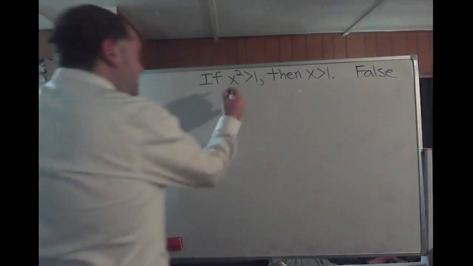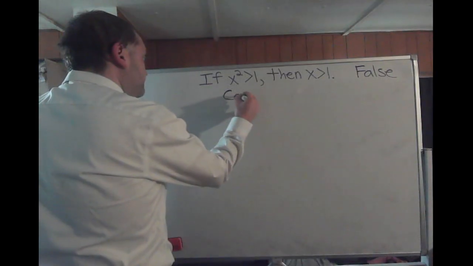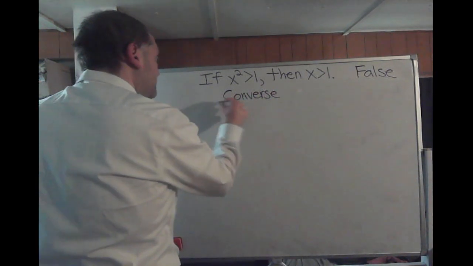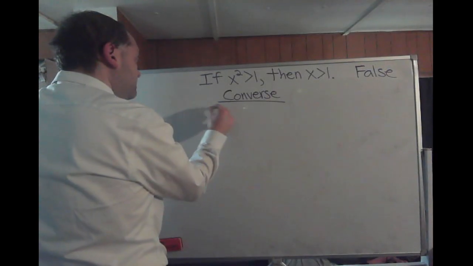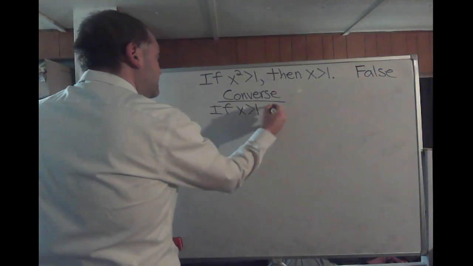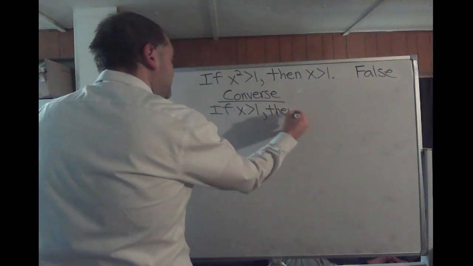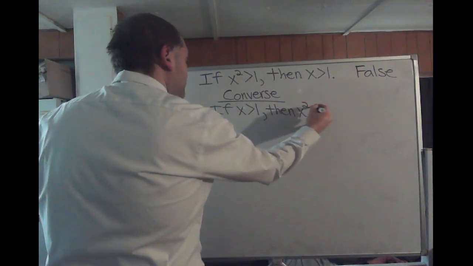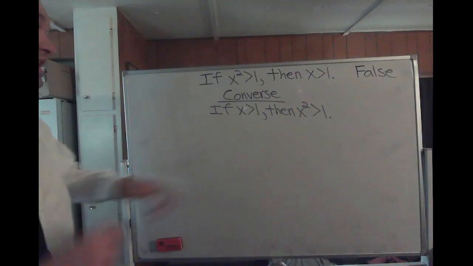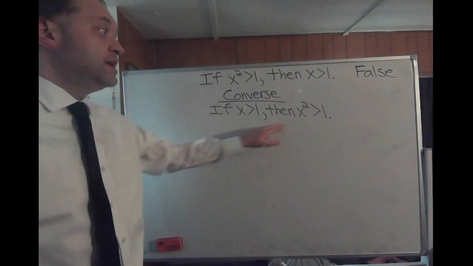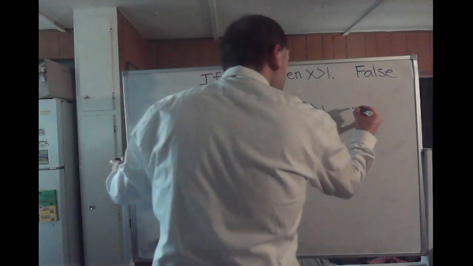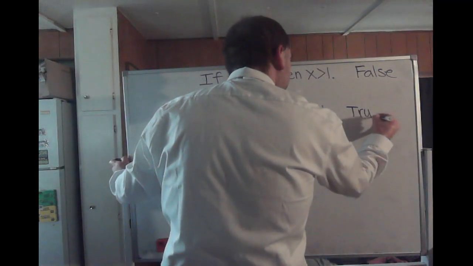Now, what would the converse say? The converse says if x is greater than 1, then x squared is greater than 1. Is that true or false? If x is greater than 1, then x squared is greater than 1. Well, that's certainly true. The converse is absolutely true.